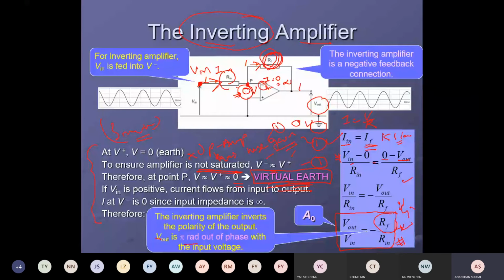Okay, so another 10 minutes, we can stop the lesson. But before that, let's do some questions about this inverting amplifier.